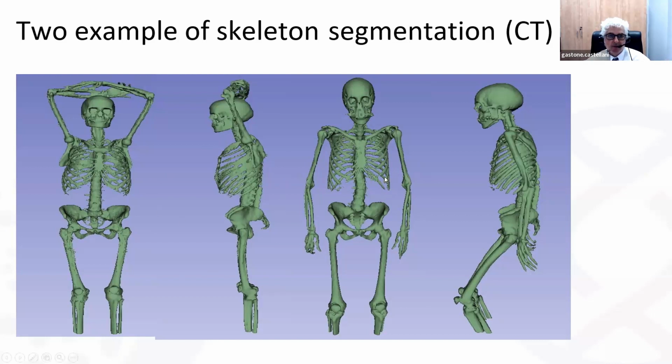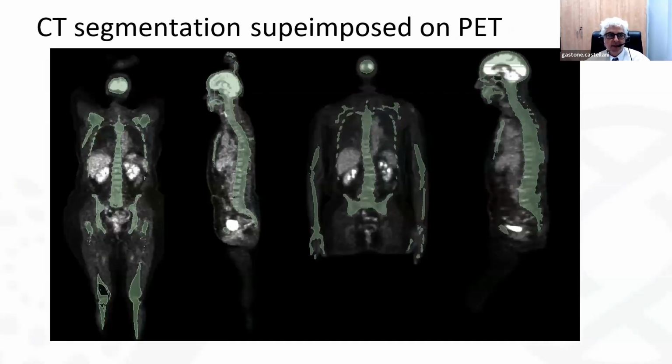This is one example of segmentation of a CT scan. And this has been performed in collaboration with UPM, with the group of Federico Alvarez. They are using a particular software called MOOSE, and we are comparing results with another method developed by our group. And this is the overlapping between PET and CT.